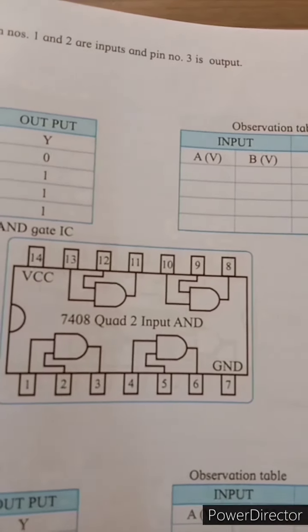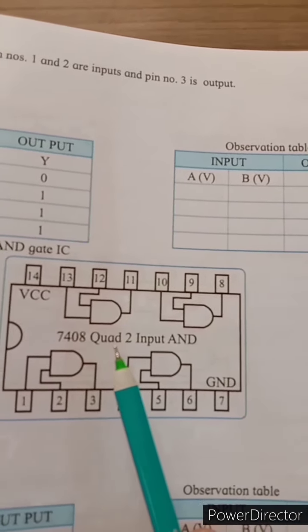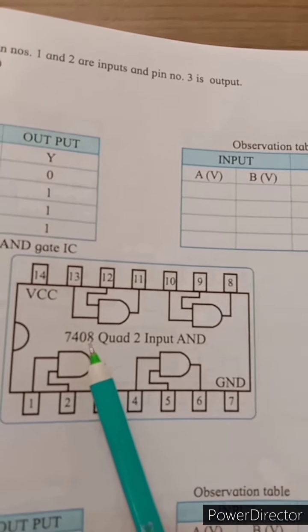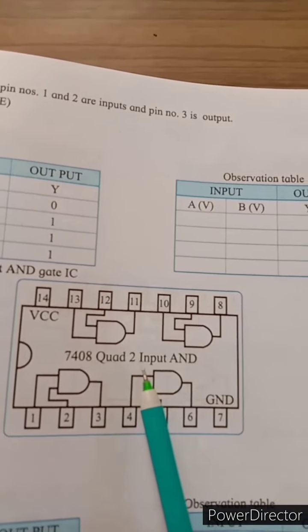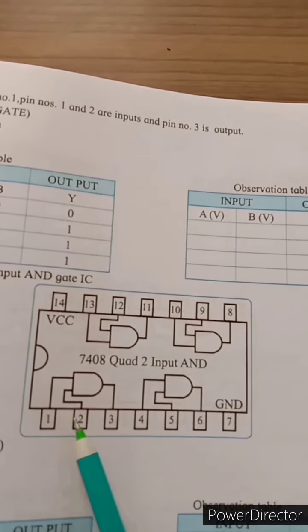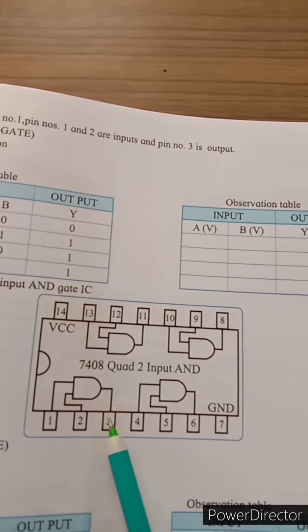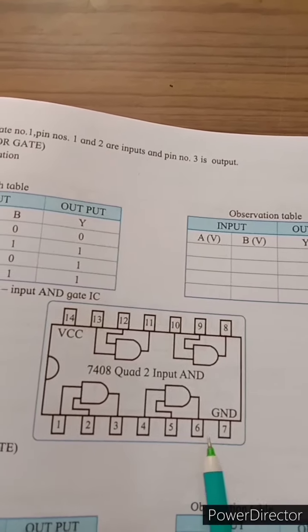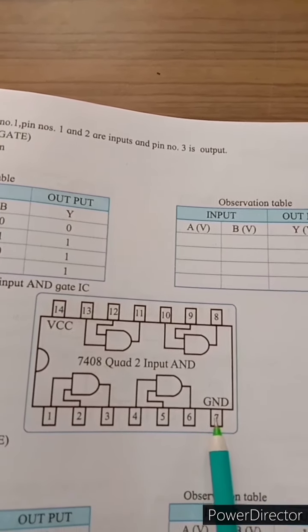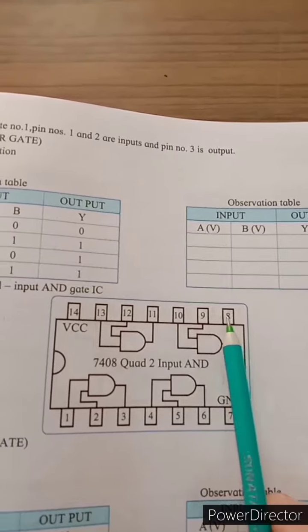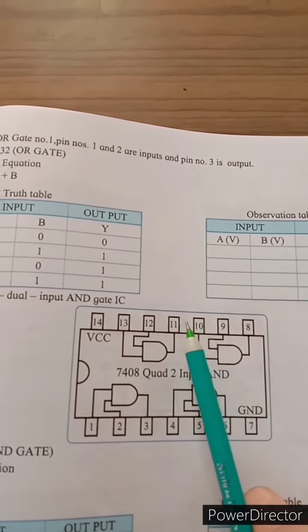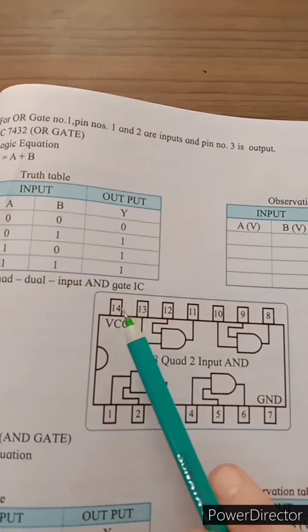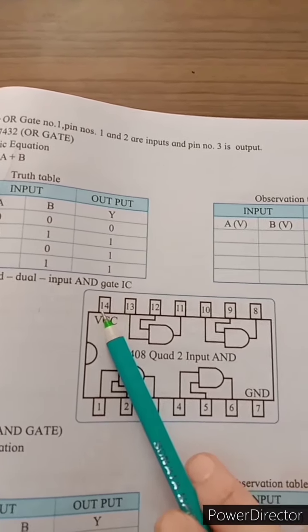Let us see the structure of the AND gate IC. The AND gate IC number is 7408. It has 2 inputs and 1 output. 1, 2 are inputs, 3 is output. 4, 5 are inputs, 6 is output. 7 is connected to ground. 8 is output. 9, 10 are inputs. 11 is output. 12, 13 are inputs, and number 14 is connected to VCC.